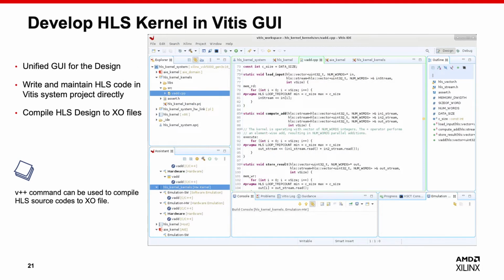Another option to develop and maintain the HLS kernel source codes is using Vitis GUI. Vitis GUI provides a unified interface for developing AI engine kernels and HLS kernels, as well as host program. You can write and compile multiple HLS kernels in a single system project. The generated kernel files can be used in the following hardware linking step directly. If you don't want to maintain the Vitis projects, you can also use the V++ in Linux console directly to compile the HLS codes to kernel files.